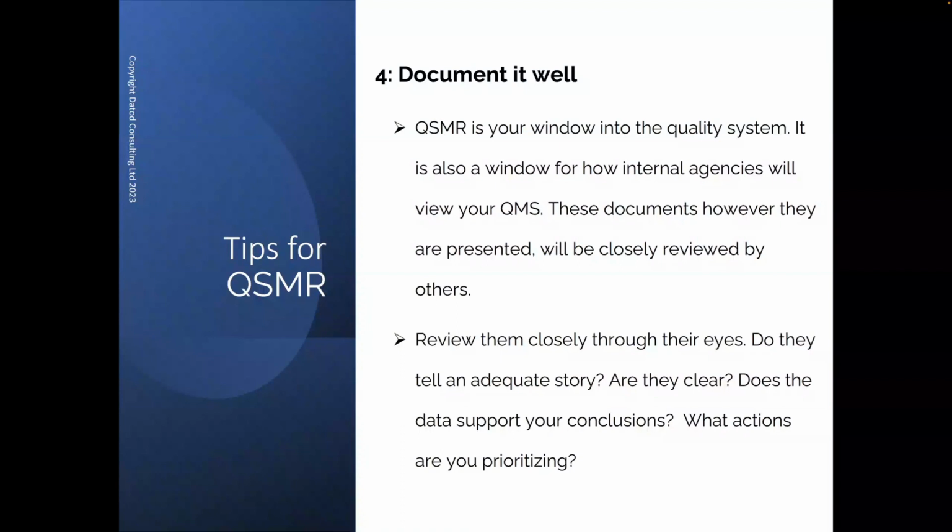Do they tell the right story? Are they clear? Does the data support your conclusions? What actions are you doing? What actions are you prioritizing in terms of your effort? So make sure it tells a good story of where you are. It doesn't have to be a perfect story. You can obviously articulate areas that you think are weak and you need to work on, but really make sure that when you read it, it looks as if you're presenting your organization as an organization that's using all of the data sets and having those good conversations to drive the quality system to a better position.